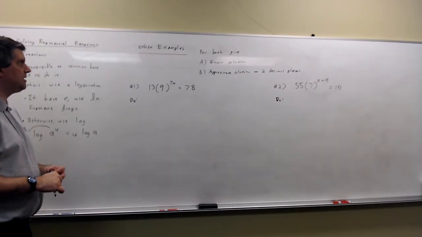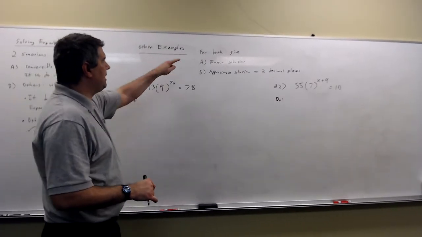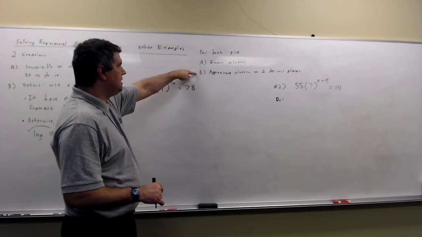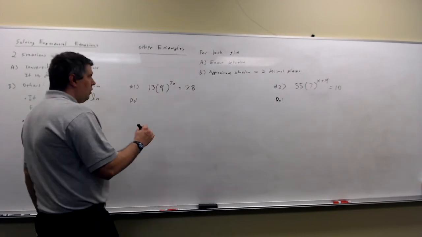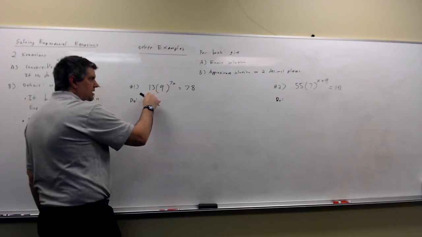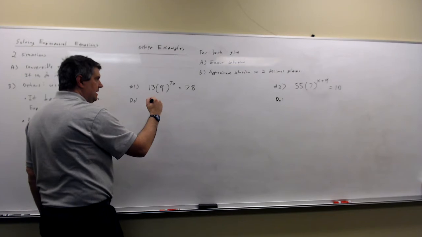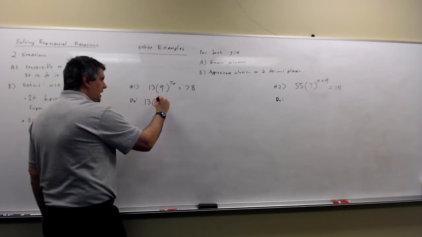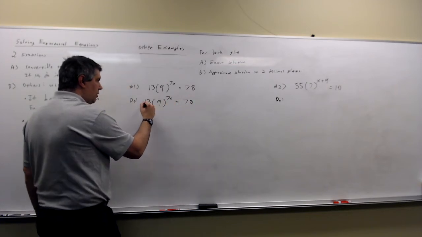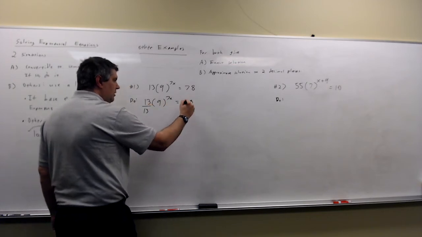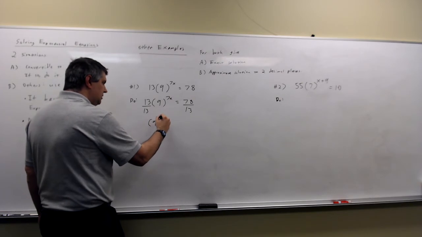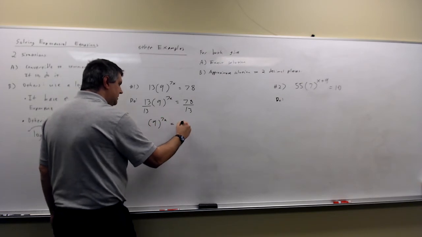I have two more examples here. For both of them, I'm giving the exact solution, and then I'm approximating it to 2 decimal places. So we'll start with this one. This is 9 to the 7x power times 13 equals 78. So the first thing we have to do is isolate the exponent base. So I'll divide off the 13, and I end up with 9 to the 7x power is 6.